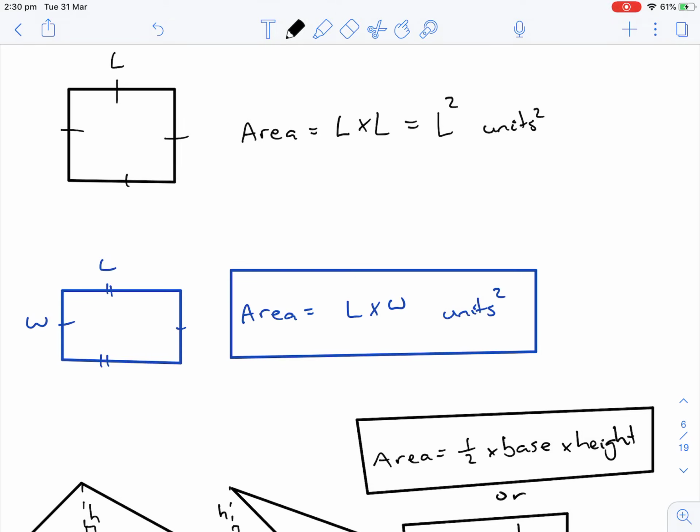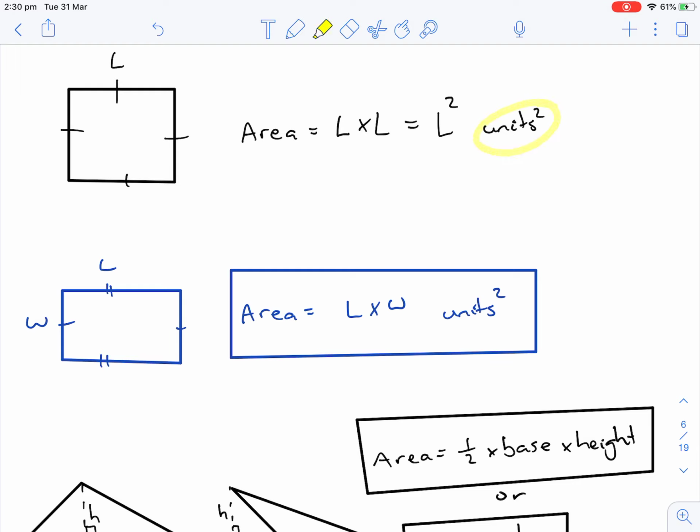Area. So most of the area formulas you should be fairly well familiar with. If I have a square, hopefully you'll know that it's just one side times the other. In the case of a square, the sides are all the same, so it's basically your length times your length, or your length squared. And don't forget to quote your answer in units squared.